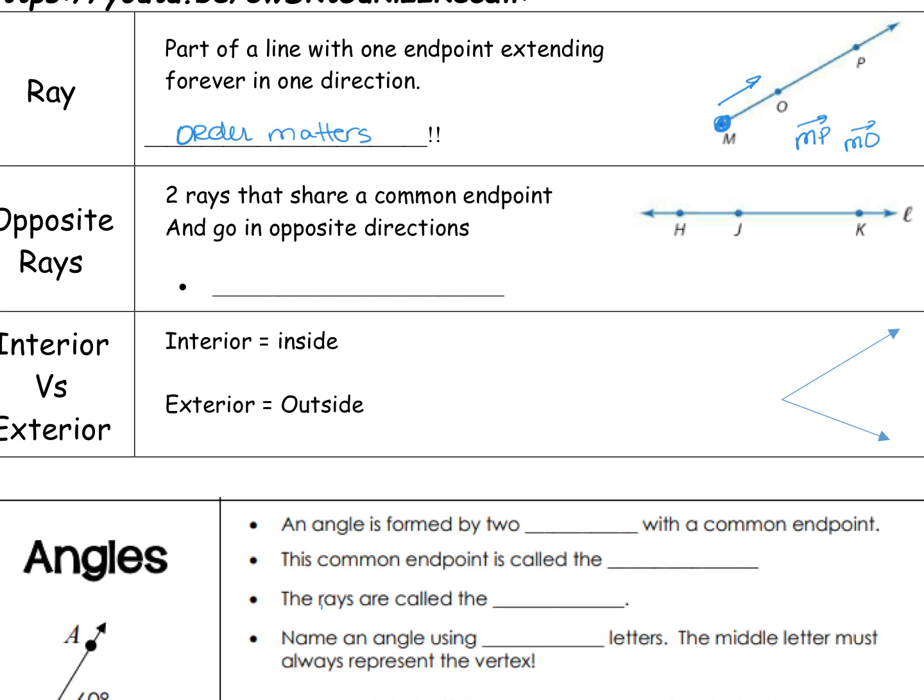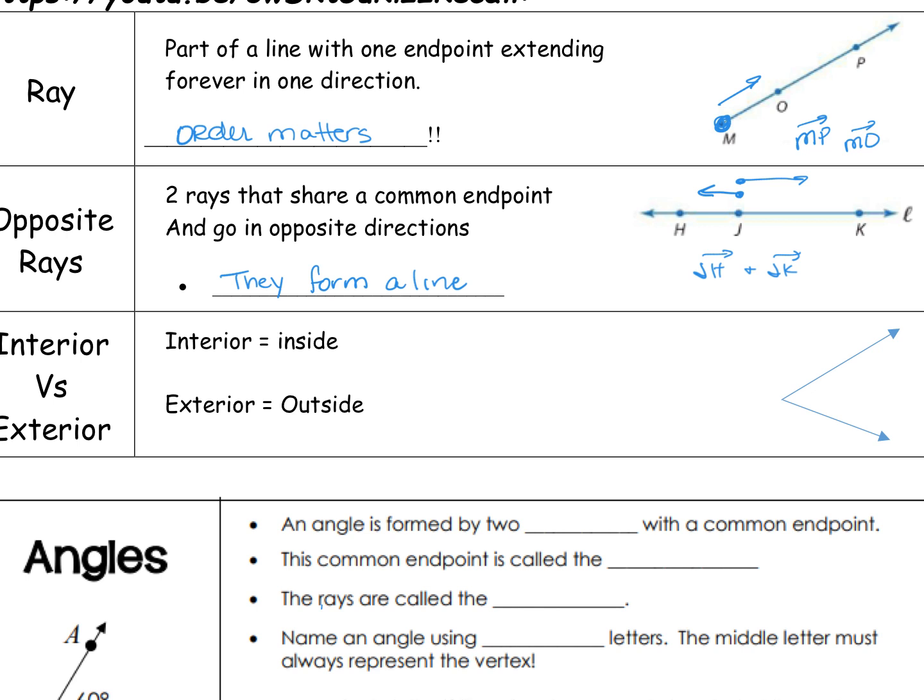The next word is opposite rays. So these are two rays that share a common endpoint and go in opposite directions. And the big thing with opposite rays is they form a line. So in the picture, I would have the ray that starts at J and goes to the left, and the ray that starts at J and goes to the right. So JH and JK would be opposite rays.